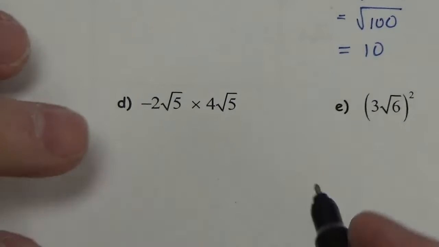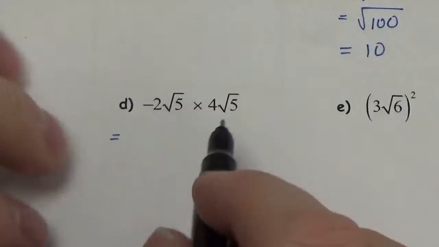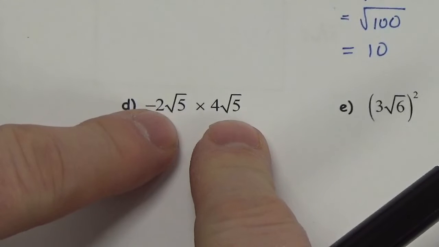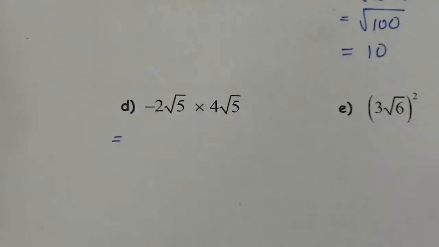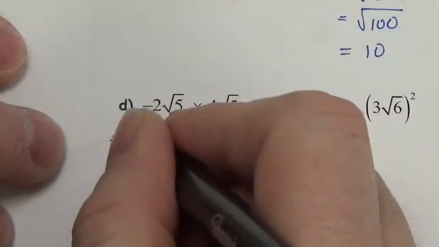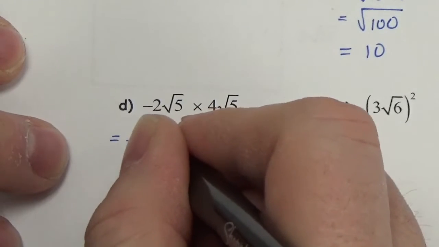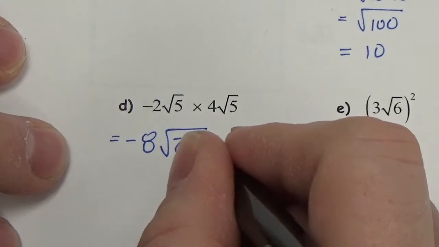Oh, I got a negative here. Okay, so now I'm going to be multiplying these two radicals together. And again, I'm looking, is there any way I can simplify those radicals before I do the multiplication? And again, they're both prime numbers, or it's the same prime number, so there's really nothing I can do. So I'm going to multiply the coefficients together. So negative 2 times 4 is going to be negative 8. And then 5 times 5 is going to be 25.